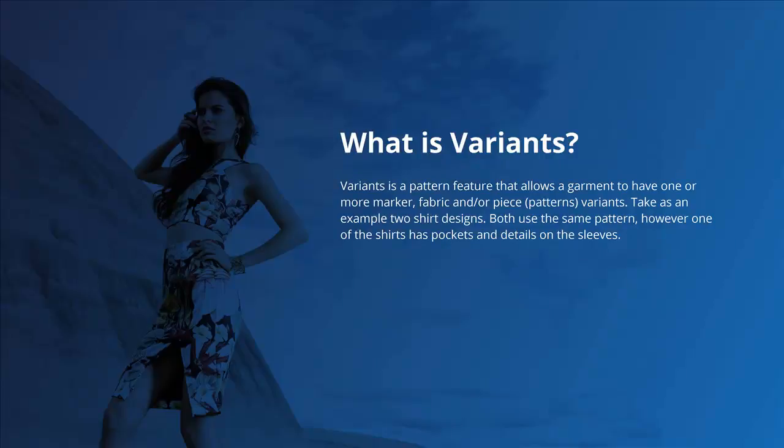Variants is a pattern feature that allows a garment to have one or more marker, fabric, and/or piece patterns variants. Take as an example 2 shirt designs. Both use the same pattern. However, one of the shirts has pockets and details on the sleeves.